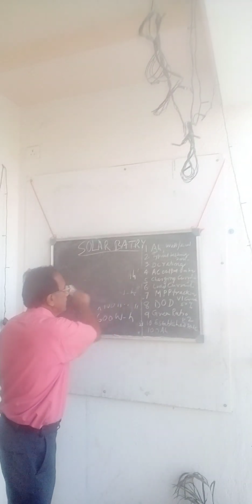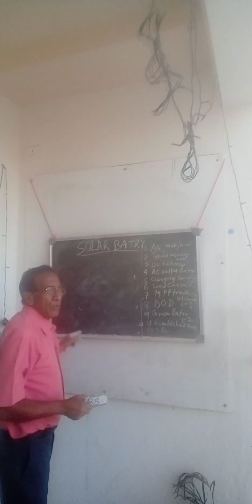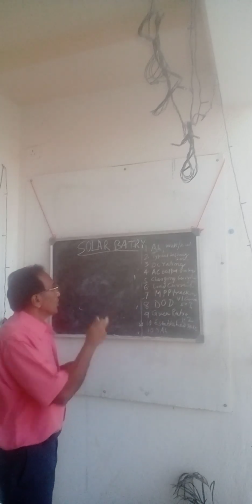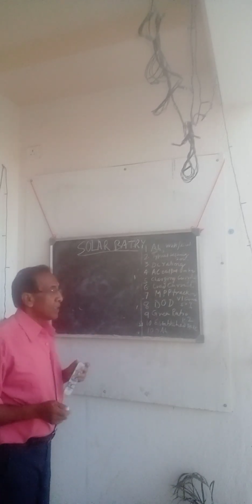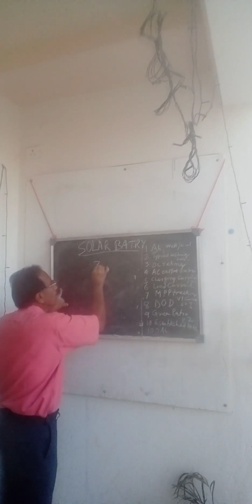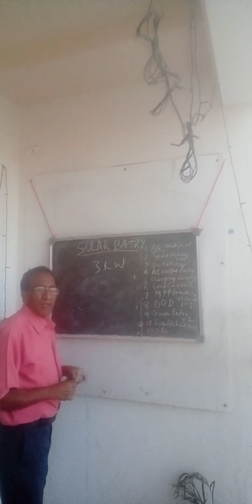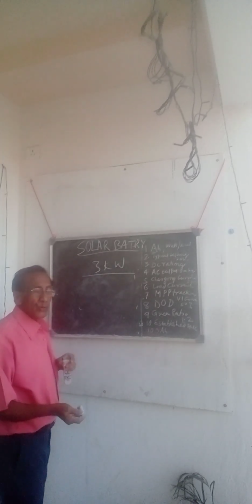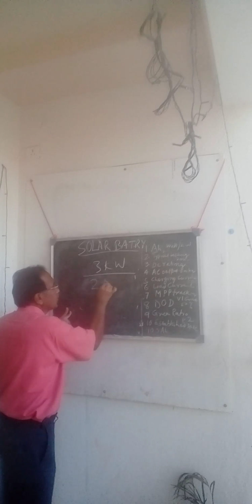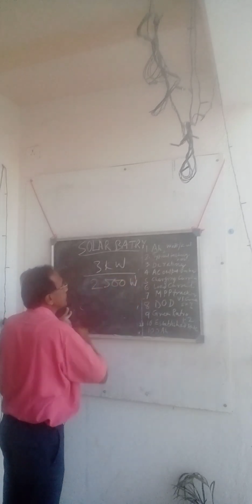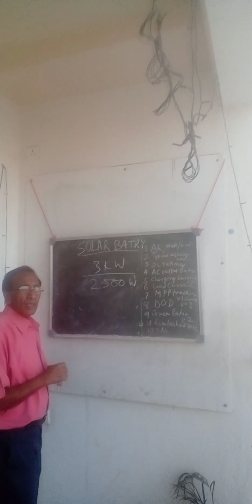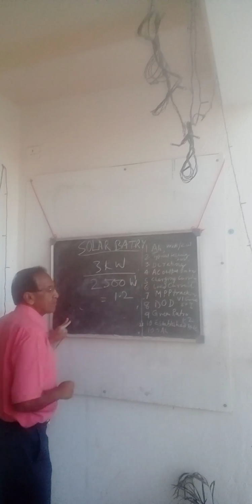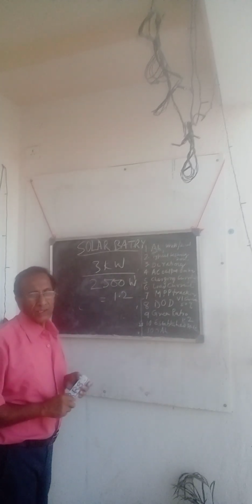Now the second important thing is, what should be the rating of the inverter? It also should match with the rating of the solar panel. If the solar panel is of 3 kilowatt and the solar inverter AC output is 2500 watt, this ratio is equal to 1.2. This is called the green ratio.